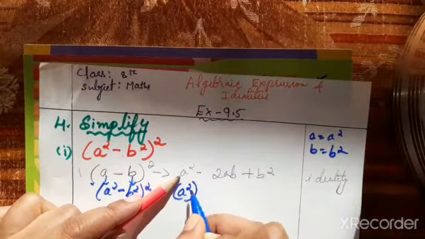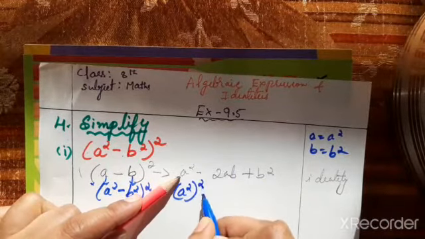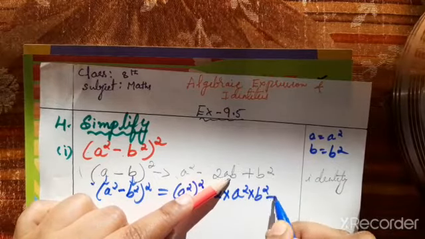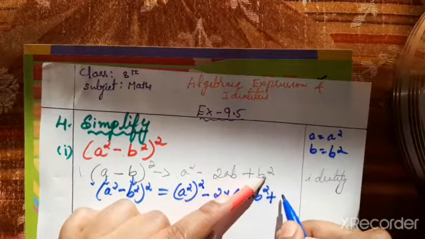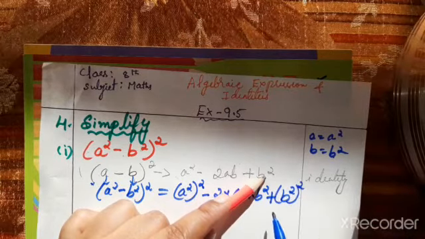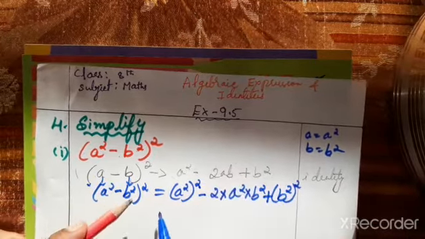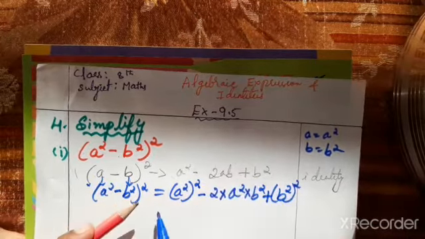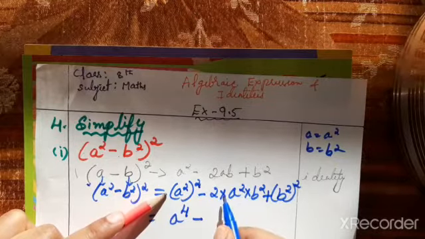(a² − b²)² expanded: a² whole square minus 2ab. The a value is a², the b value is b², plus b² whole square. Now a to the power 2 plus 2 is 4; where no number is written, 1 is there, so the two ones are 2.